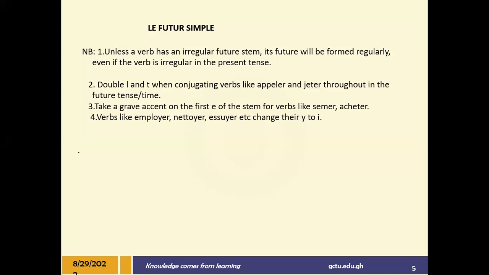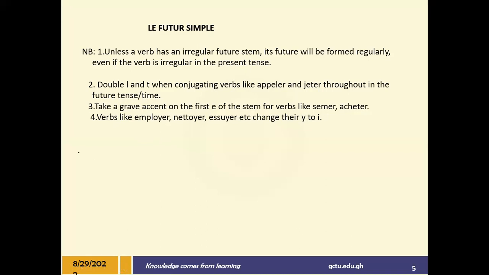A verb like commencer, when you get to the nous in the present tense form, you say nous commençons. But when you get to the future stem, it's not like that. You take the whole verb as a future stem, and then you add the normal endings. So that is the point. Double L and T when conjugating verbs like appeler and jeter throughout in the future tense. Take a grave accent on the first E of the stem for verbs like semer, acheter. Don't forget that.